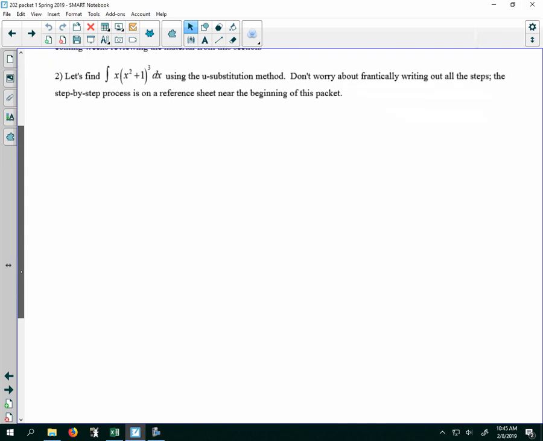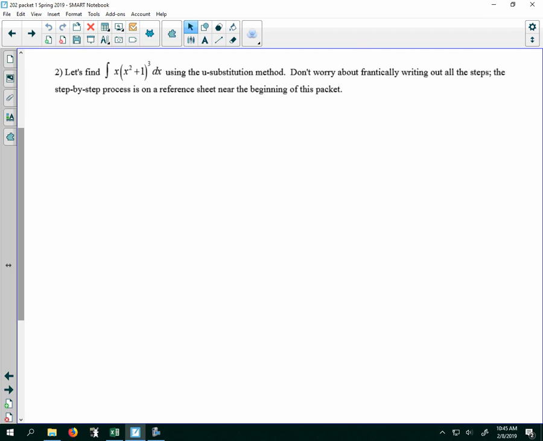Okay, so I'm going to do the process for U substitution on this integral. Don't worry about frantically writing down what all the steps are. The step-by-step process is on a reference sheet near the beginning of the packet if you need to refer to it.